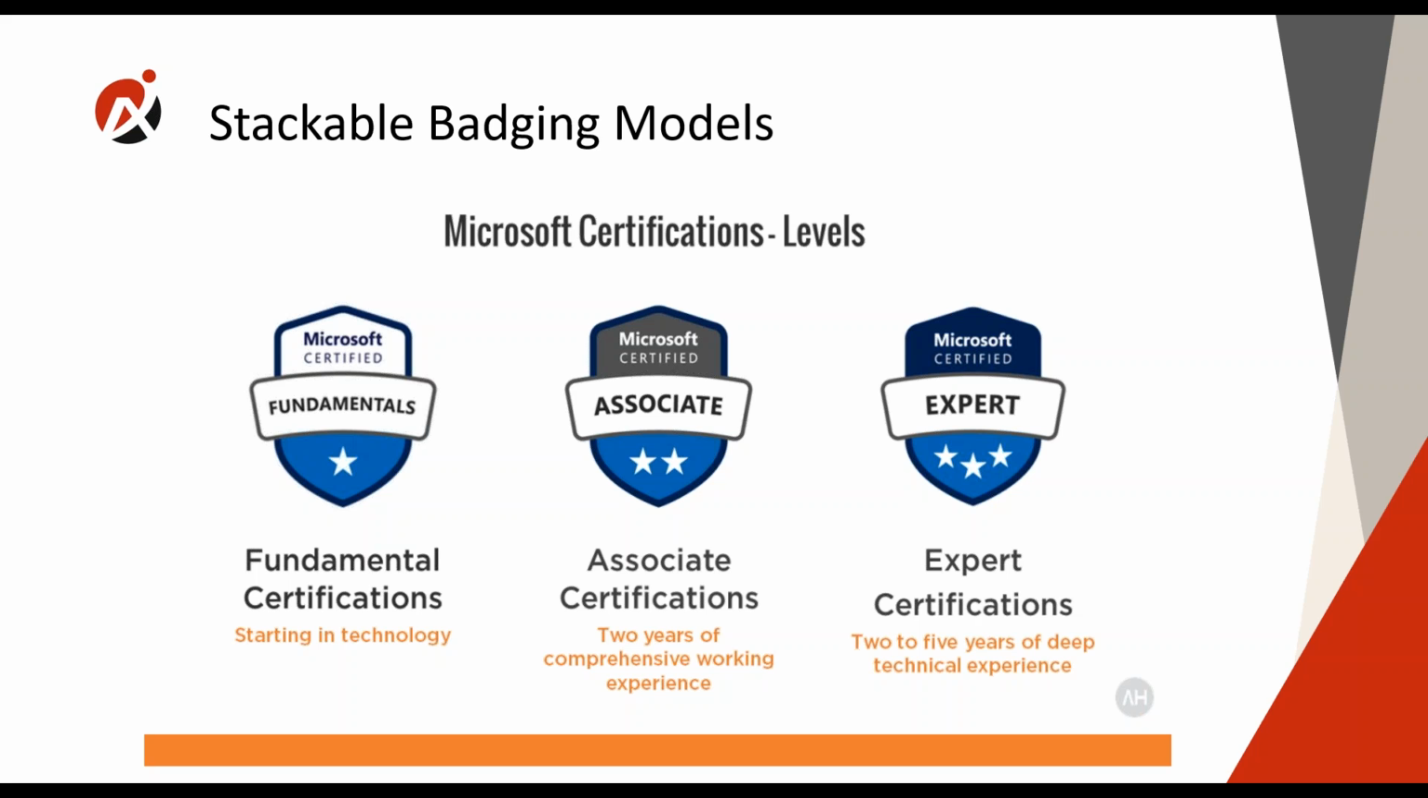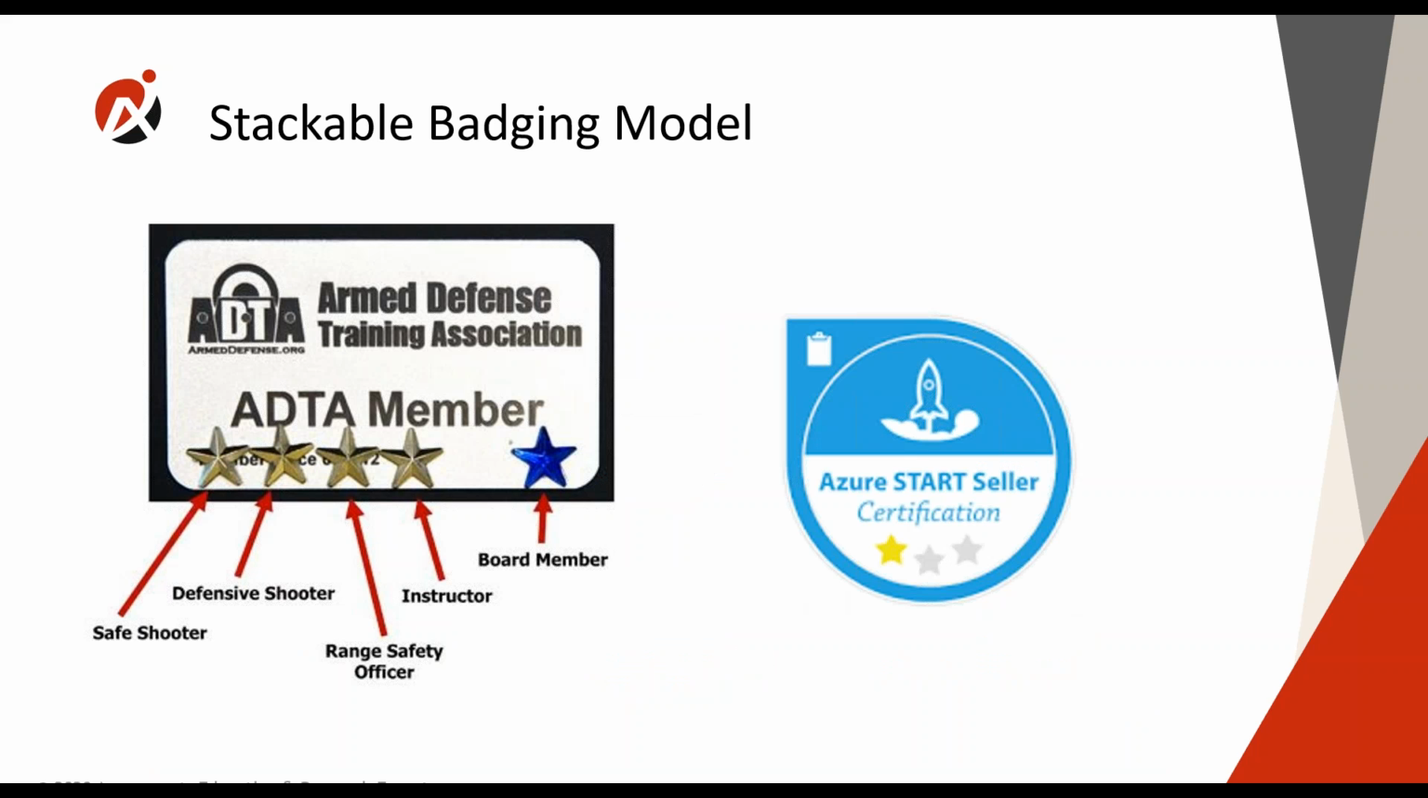So these are the stackable badging models, which I think is really helpful. This is what it looks like in practice. This is a vertical stacked badging model where you're going fundamentals, associate, expert. You can see 3-star has the expertise, 2-star has the associate, 1-star has the fundamentals. Microsoft even gives you more information about where you would be starting in technology: 2 years, 2 to 5 years are the areas you could look at. So that's one way to do it with the badging.